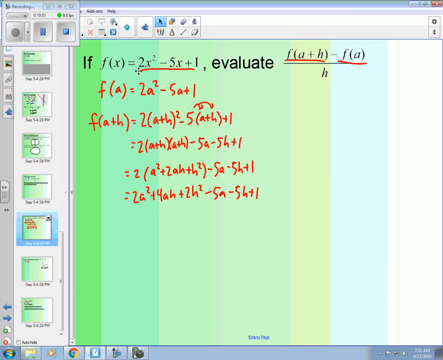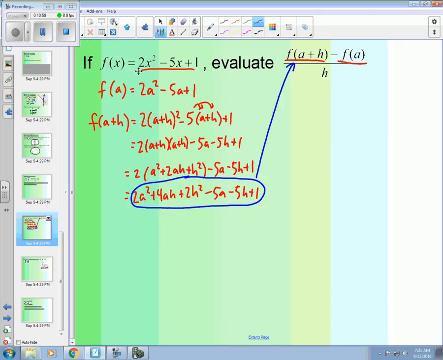Okay, so we're going to take what we got here for f of a plus h, substitute it there. We're going to take what we got for f of a, substitute it there, and then try to evaluate this. So doing that, we got this.